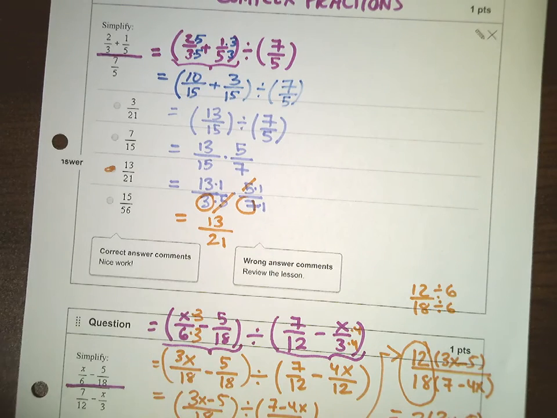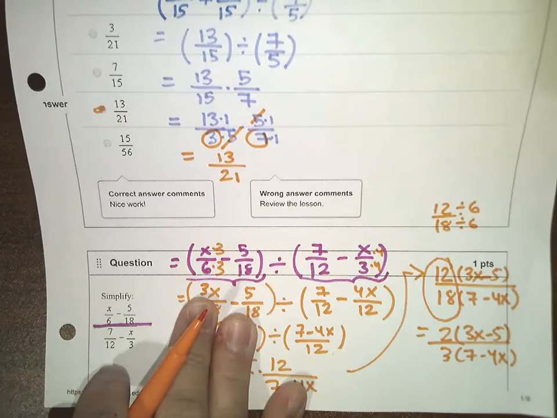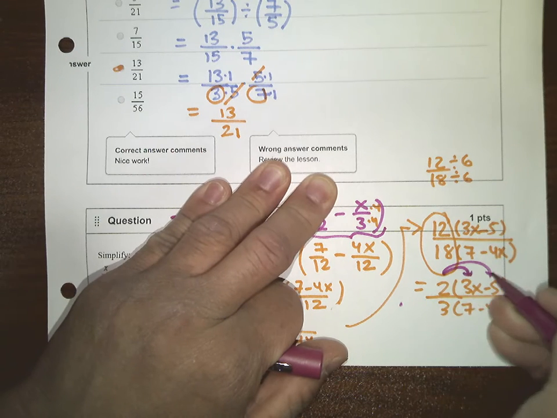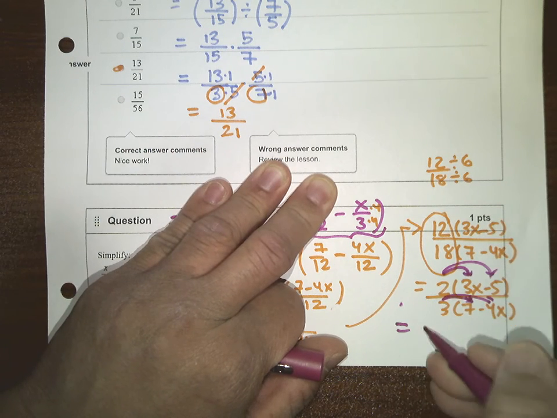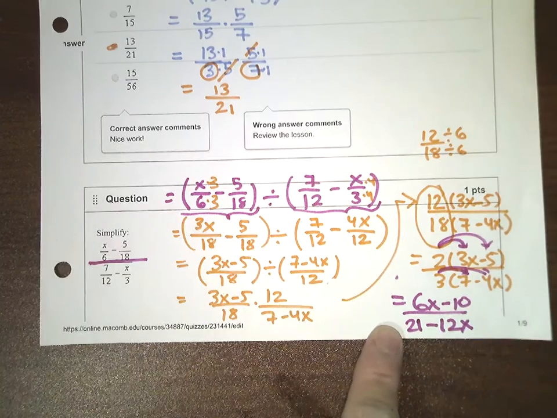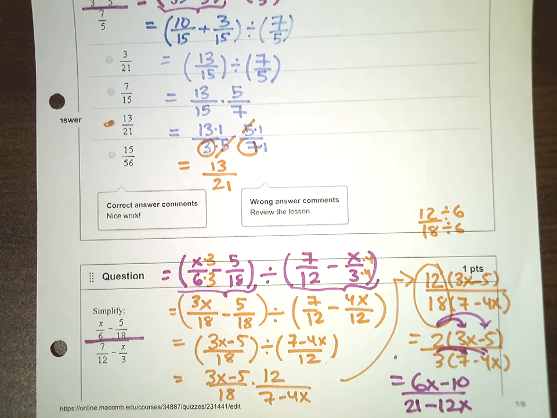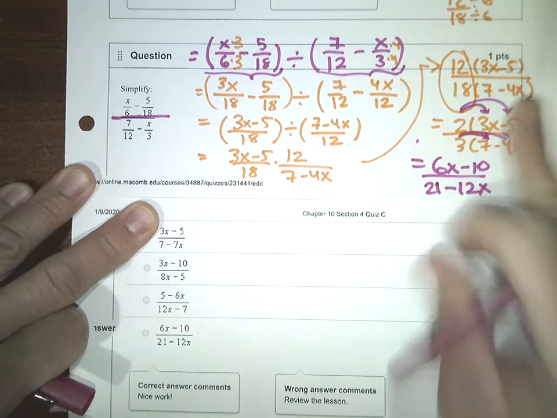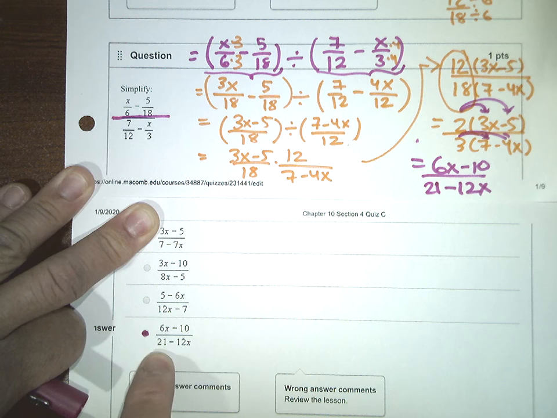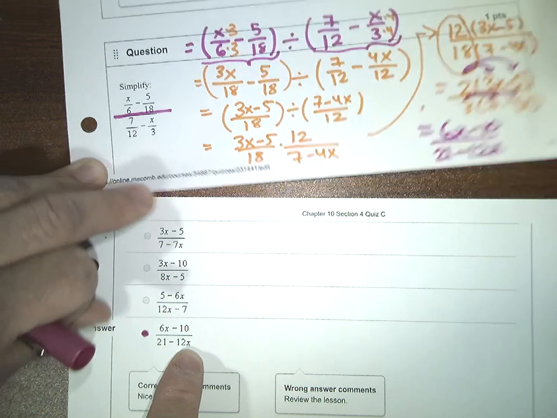And then if I go ahead and distribute the constants in the numerator and the denominator, so the 2 and the 3 here, I have (6x minus 10) over (21 minus 12x). And then if I look at my answers here, let me bring up the answers. I see that that is one of the choices that I have here, (6x minus 10) over (21 minus 12x). So what a time to be alive.